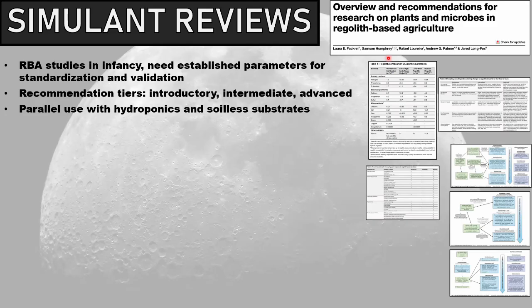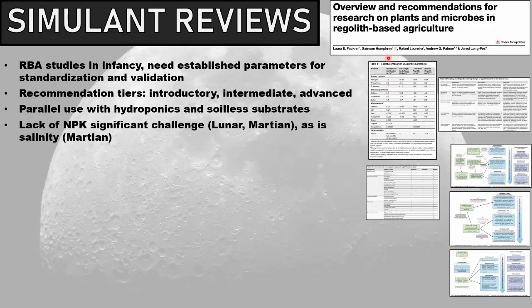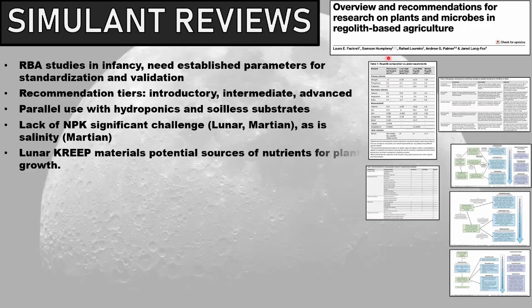Brought up that you're probably going to be doing this in parallel with hydroponics and soilless substrates. And as we've been talking about before, lack of nitrogen, phosphorus, and potassium is a significant challenge, both Mars and the moon, and then salinity is a problem on Mars. And one place on the moon called the lunar KREEP, it's a concentration place within the terrain that has relatively high concentrations of potassium, rare earth elements, and phosphorus. That would probably be the best place to try to get regolith for plant growth.